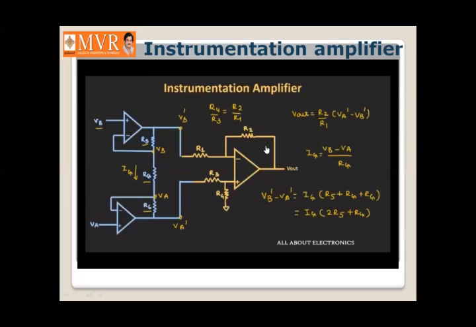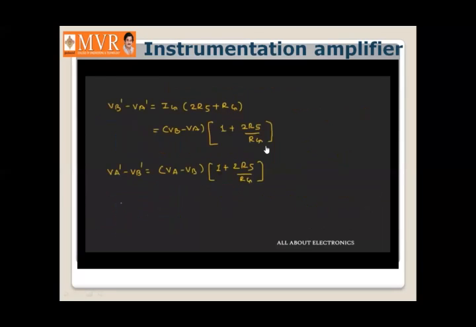So this is the voltage that will be present between the two input terminals of this differential amplifier, and the output voltage Vout will be equal to R2 divided by R1 times this voltage VA dash minus VB dash, that is equal to R2 divided by R1 times 1 plus 2 times this resistance RF divided by Rg times this voltage VA minus VB. So in this way, this differential input will get amplified using this instrumentation amplifier.